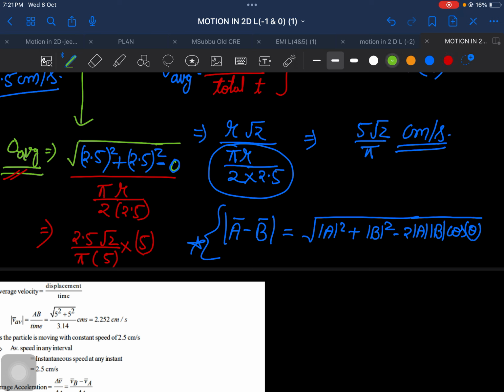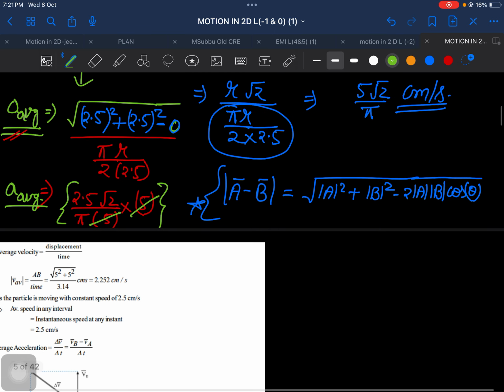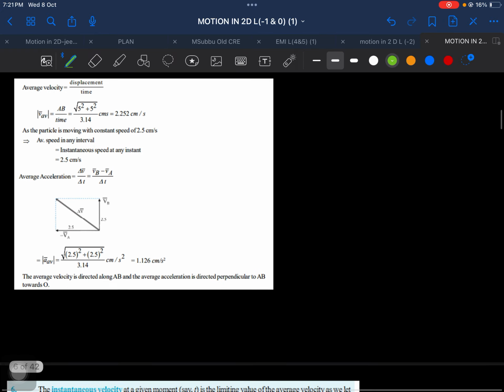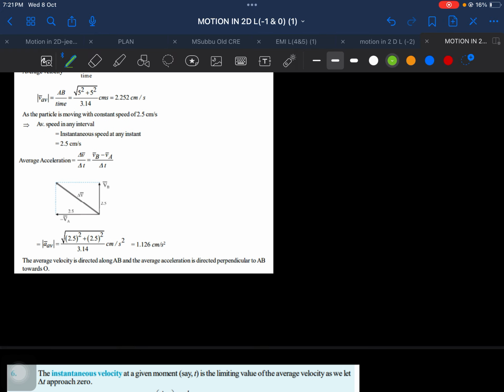I hope this is very clear to you. This is your average acceleration. If you have any doubt, you can ask in the comments and I will check and answer you. The solution is also attached with this. I hope this is very clear to all of you. This is your final answer.